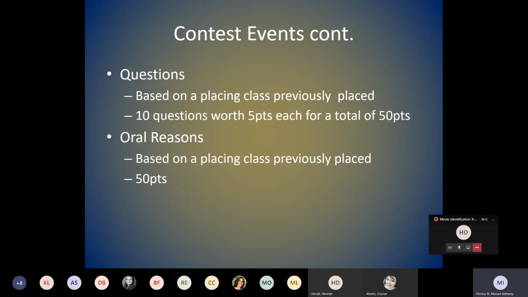We talked about these two things, questions based on placing classes previously placed, and the same thing with oral reasons. The oral reasons thing's going to be a little tricky, guys. How do y'all plan on doing this? Are you going to have all your students do this from home? Or are they going to be in one area, social distancing, to where y'all can monitor them? How are y'all planning on doing that side of it? I guess that's a question for me, and anybody can answer this one.